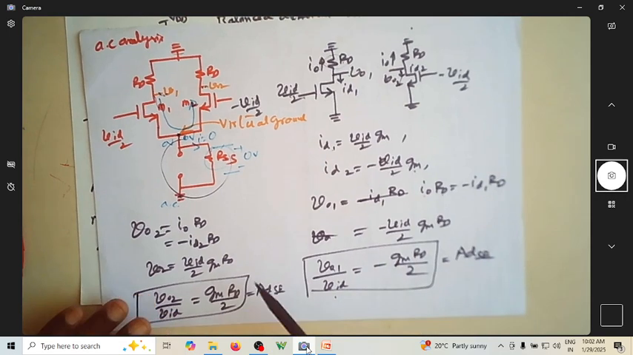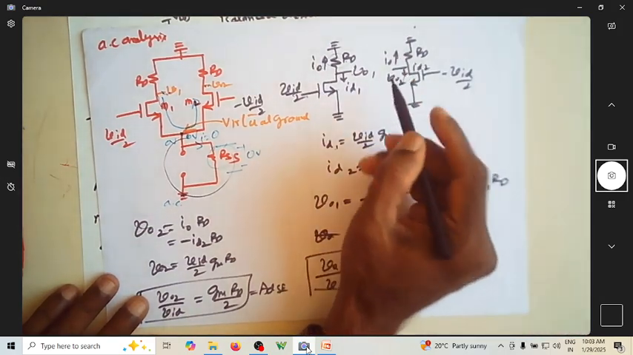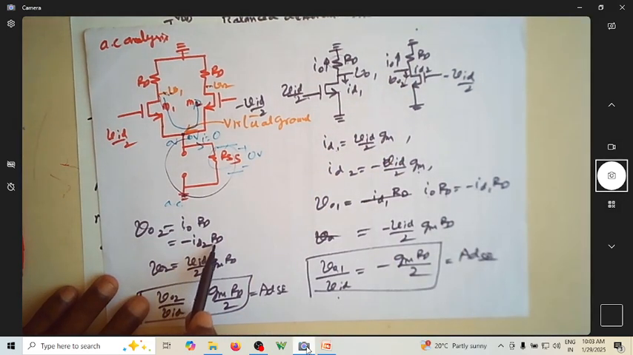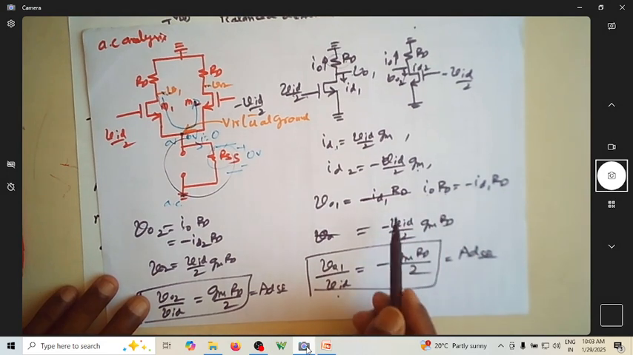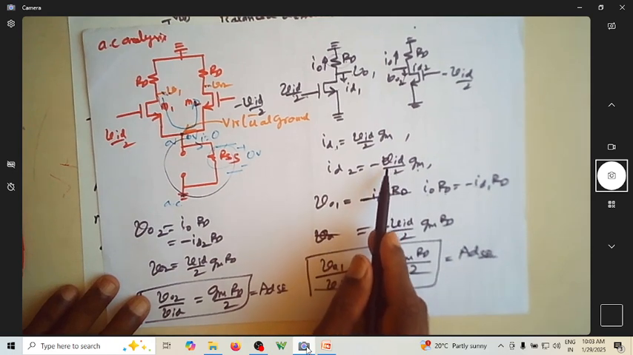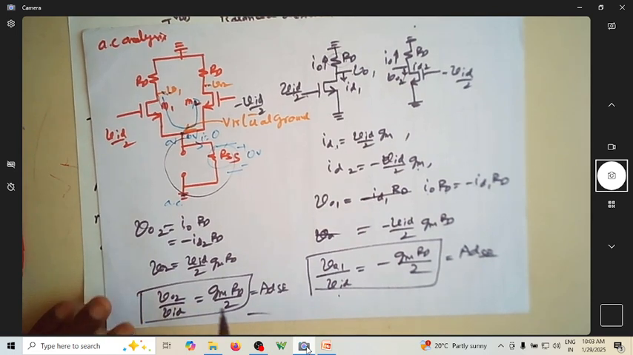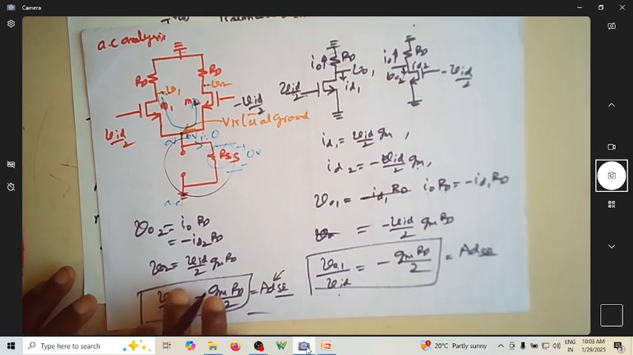So it comes to this. And similarly here, what is V02? This is actually V02, which is ID into RD, but this ID is minus of ID2 into RD. Since ID2 is negative of this, minus of minus this, VID by 2 into GM. So you end up with this as your expression for differential input single-ended gains. So this is the single-ended measured, differential input gain.